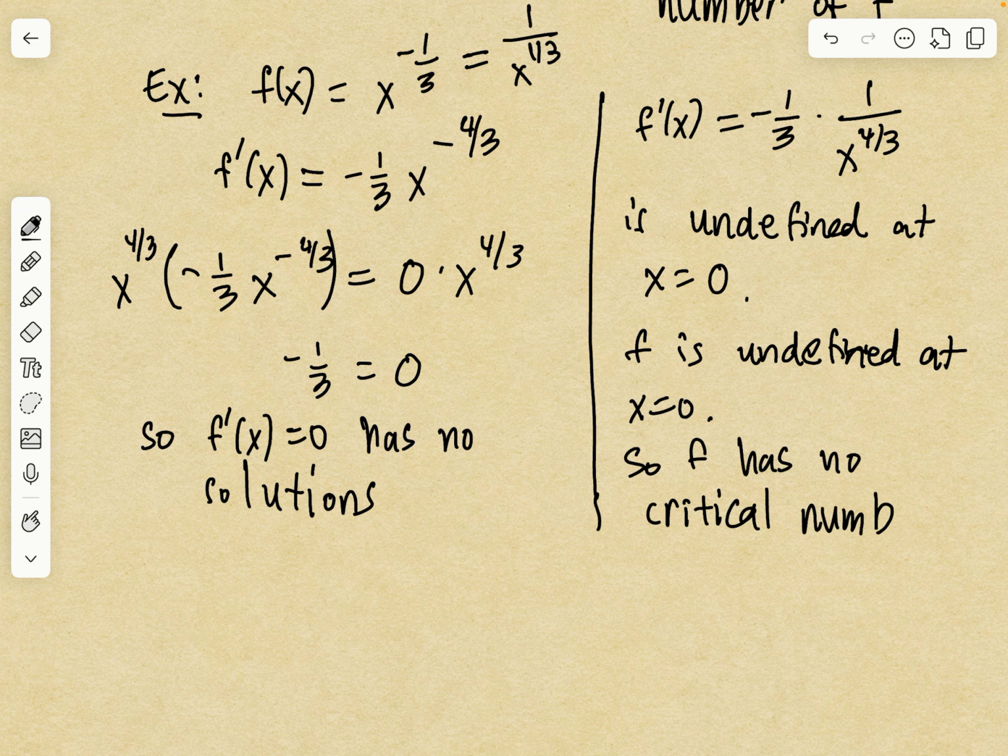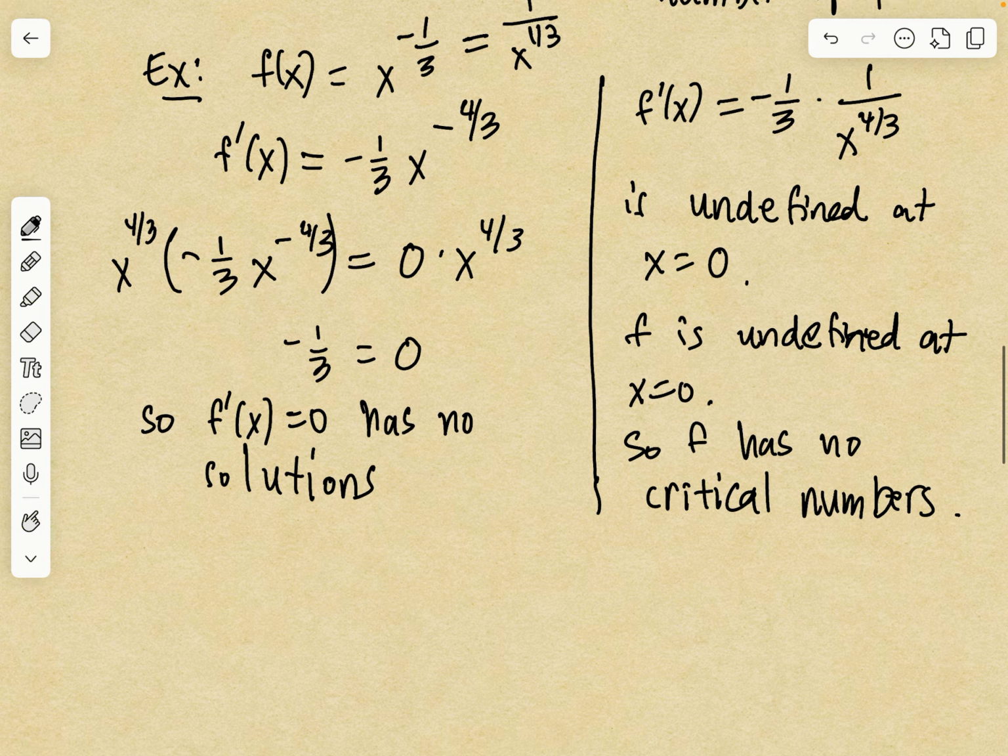Because we saw that when we found f prime, when we set it equal to 0, we got no solutions, okay? And then when we saw where f prime was undefined at x equals 0, but that wasn't in the domain of the function. So that doesn't count either. So there's no critical numbers.